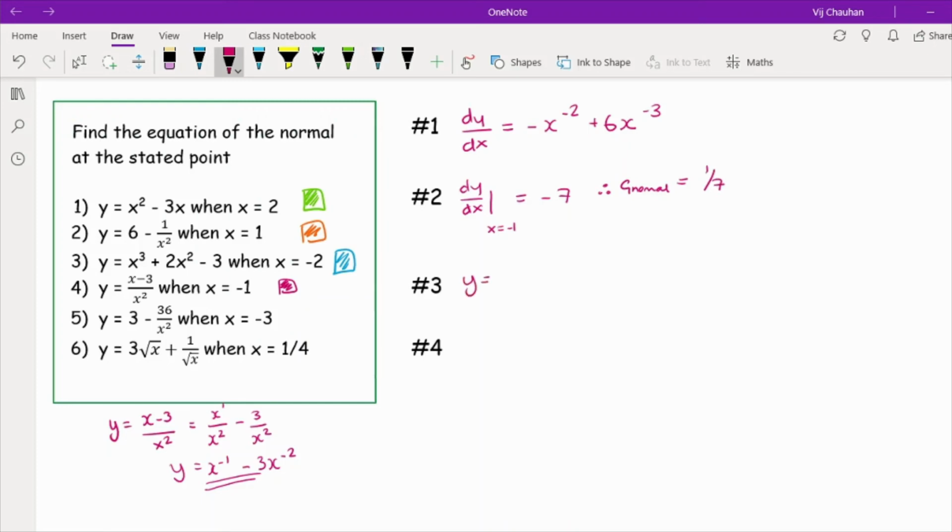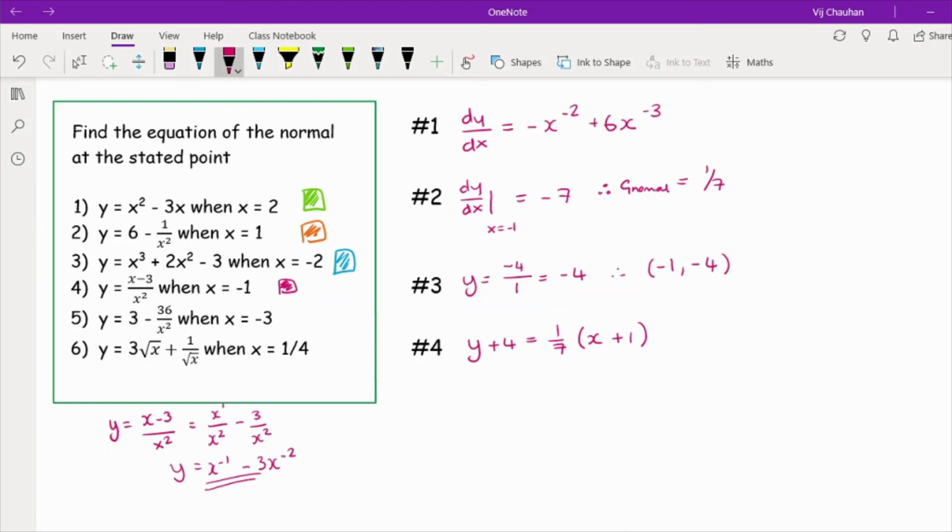Then to find my y ordinate, substitute my x ordinate into the original equation, so I'm going to get minus 1 minus 3, which is minus 4, over minus 1 squared, which is 1, which gives me minus 4, meaning that my coordinate I'm going to be using is minus 1, minus 4. And then substituting that straight into the equation of a straight line, so I get y minus minus 4 becomes plus 4 equals 1/7, and it's x minus minus 1, which becomes plus 1.